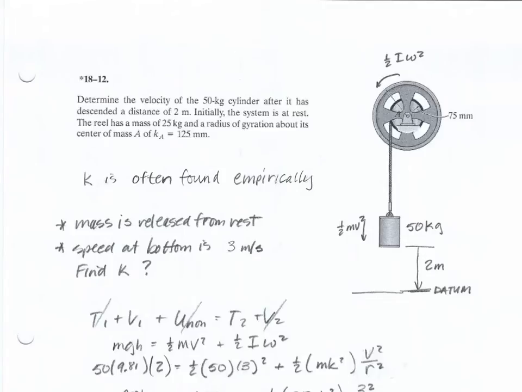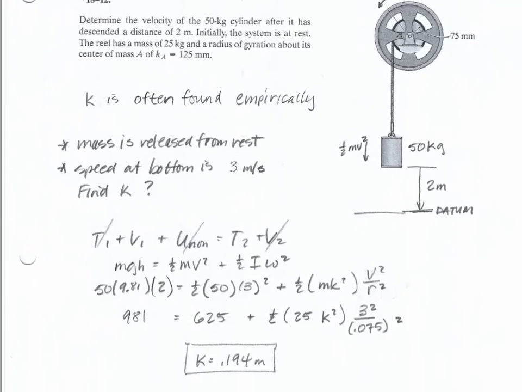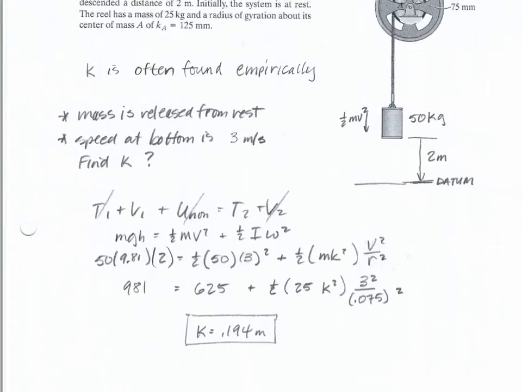So here's a problem out of the book, but let's change the problem around a little bit and try to discover the k value by saying that the mass is going to be released from rest. The speed at the bottom when it gets down here is going to be 3 meters per second. Let's find out what the k is. So I'm going to use energy to discover this, and I'm just going to say T1 plus V1 plus U naught is equal to T2 plus V2.